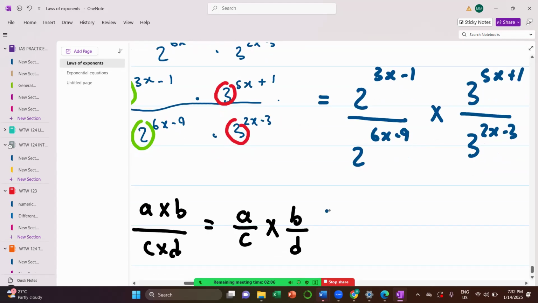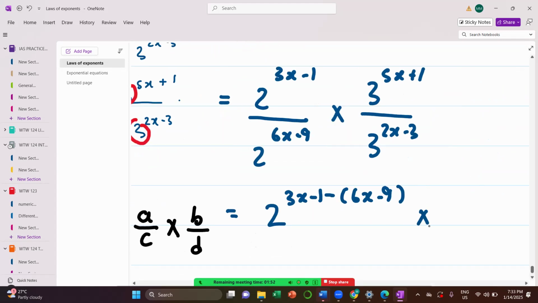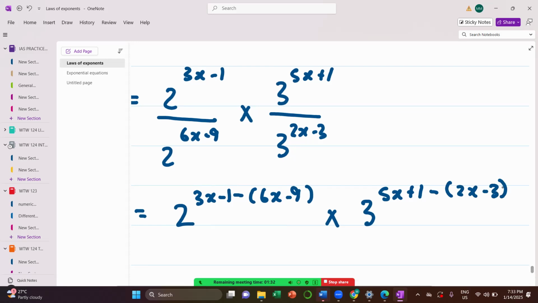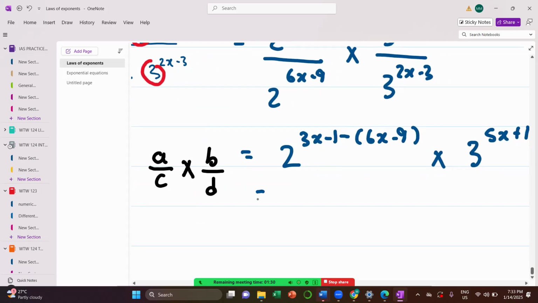So I can continue. I keep the base of 2 and I'm going to have 3x minus 1 minus, I keep the bottom exponent in brackets, which is 6x minus 9. I keep it in brackets. And then I still have the multiplication sign. Here I'm dividing powers of the same base, so I keep the base and subtract the exponent. So I'm going to have 5x plus 1 minus, in brackets, 2x minus 3. Are we okay? Yes, sir.